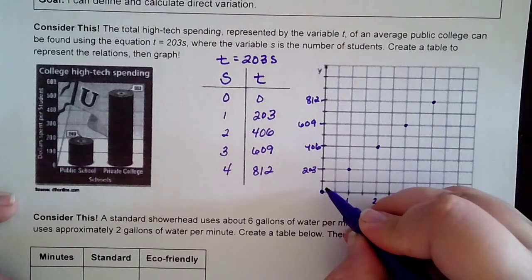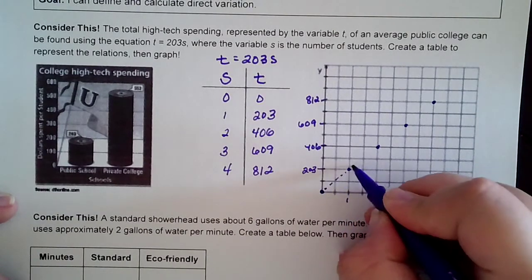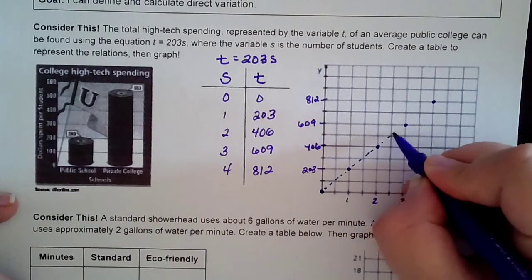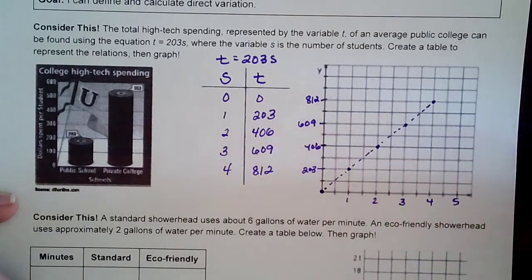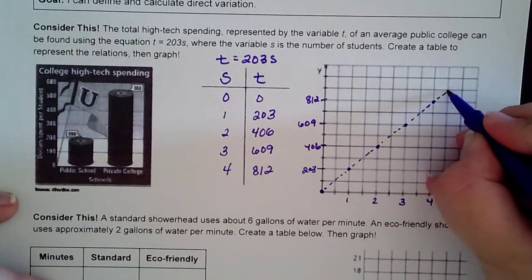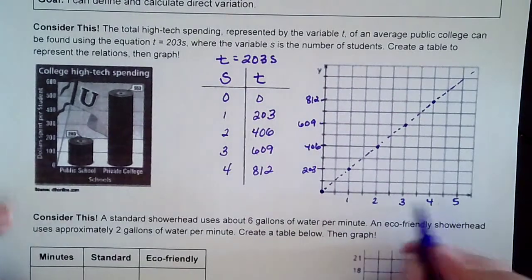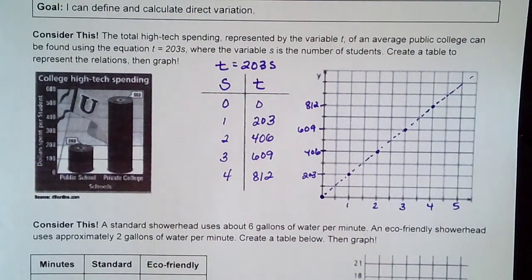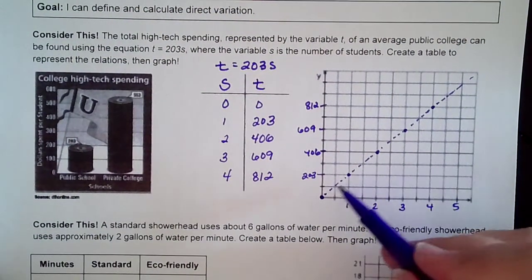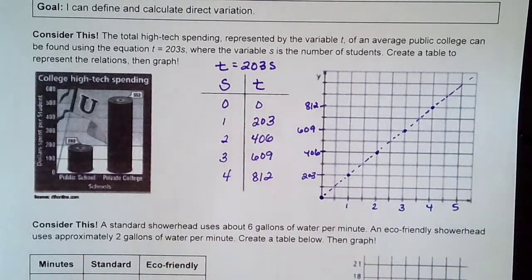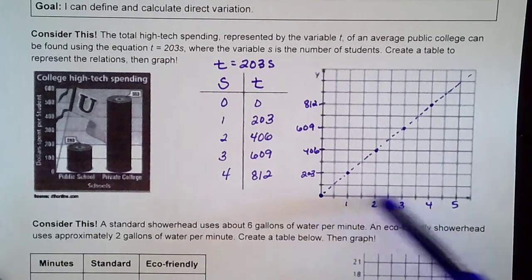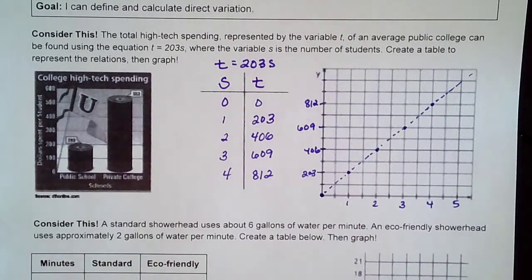Notice I can also go ahead and draw a line up through here if I want, saying that if there's any students in between, yes, you can't have partial students, I know. But if these were larger numbers, if I had 10, 15 students, whatever it was, and there were students in between, it would indicate that there's a nice continuous relationship between how many students you have and how much you're spending.